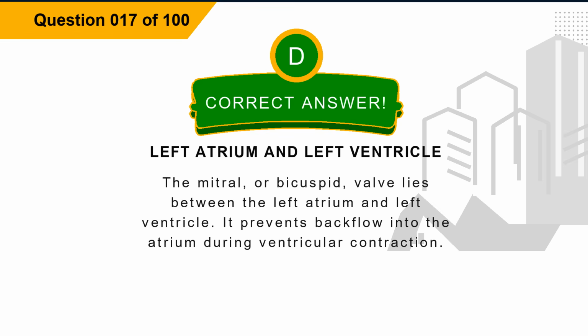Explanation: the mitral, or bicuspid, valve lies between the left atrium and left ventricle. It prevents backflow into the atrium during ventricular contraction.